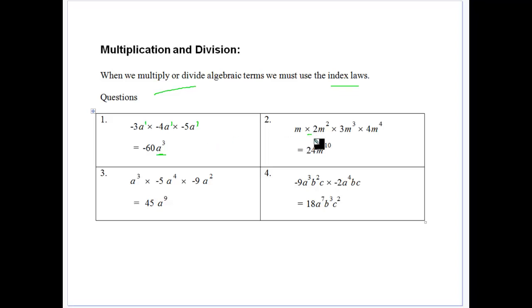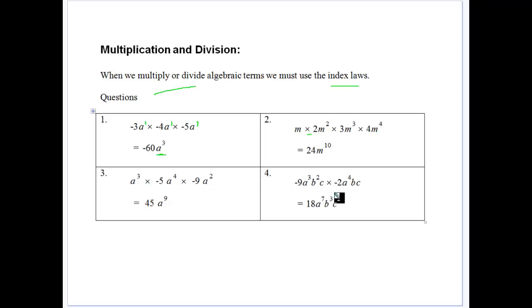So this one, m times m squared times m cubed times m to the power of 4 gives us m to the power of 10. 1 plus 2 plus 3 plus 4. 2 times 3 times 4 gives us 24. So we're multiplying the numbers out and just collecting and multiplying our algebraic statements together, but adding the indices. So don't forget your index laws.